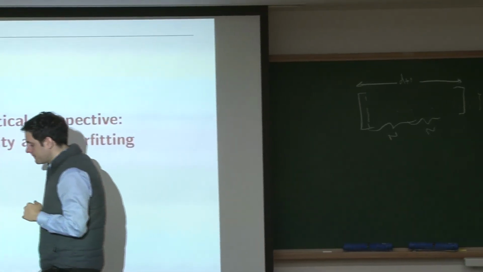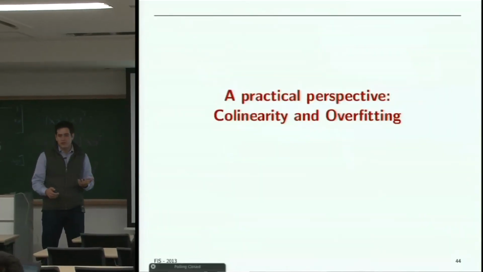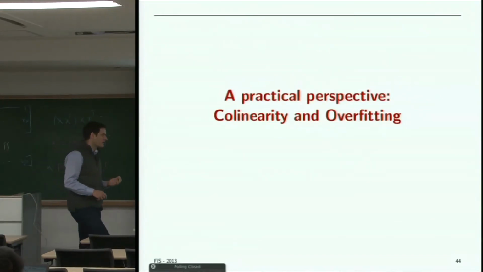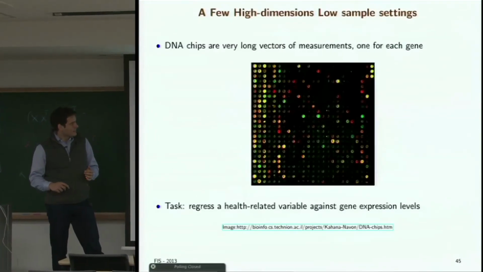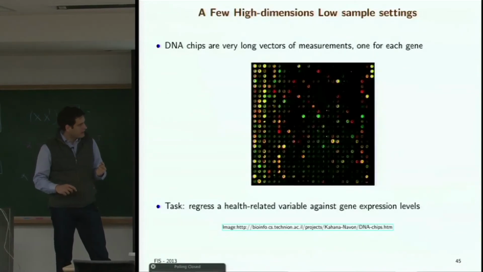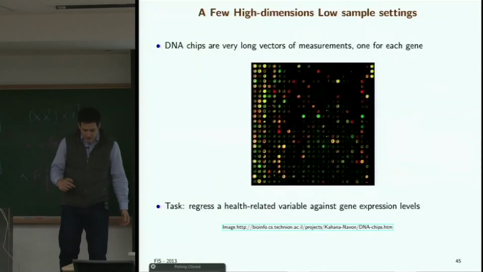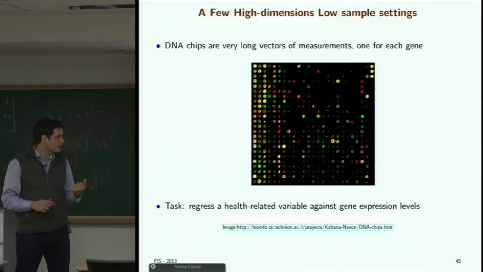Let me just carry on with the final topics of this lecture, collinearity and overfitting. Just to follow up with the previous slide, there are some settings where you will have a lot of features and few observations. So for instance, this is the DNA chip. Imagine you have to regress one variable with respect to the expression of thousands of genes.